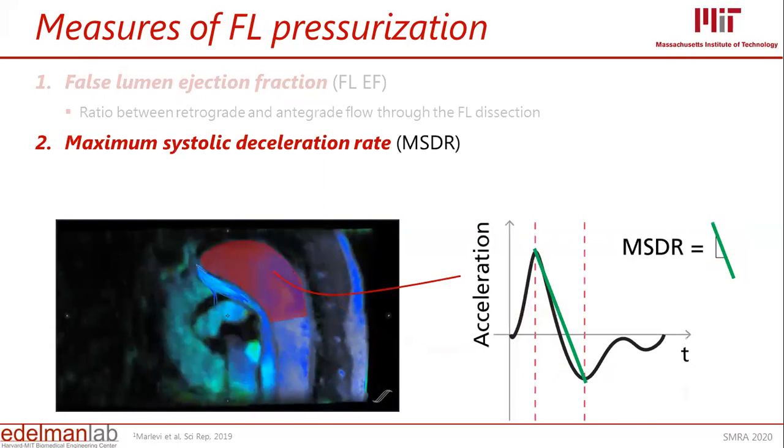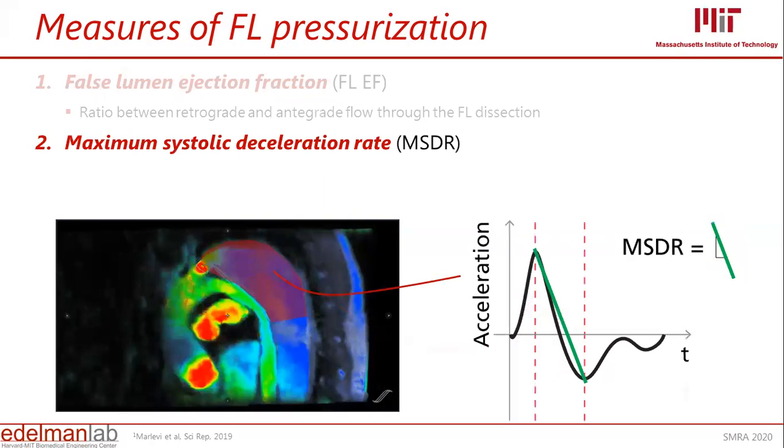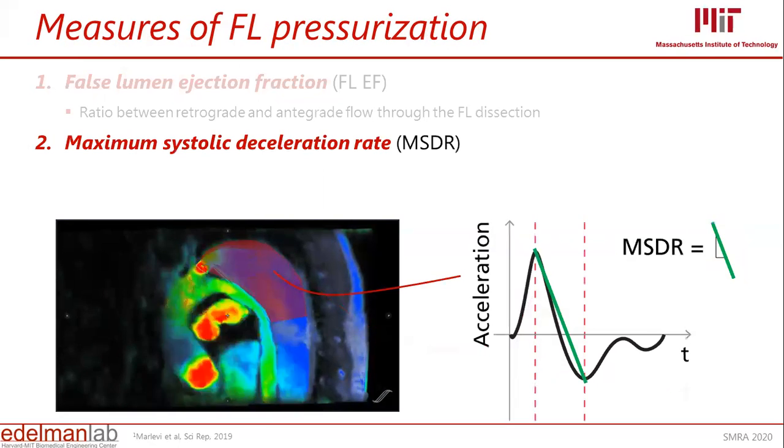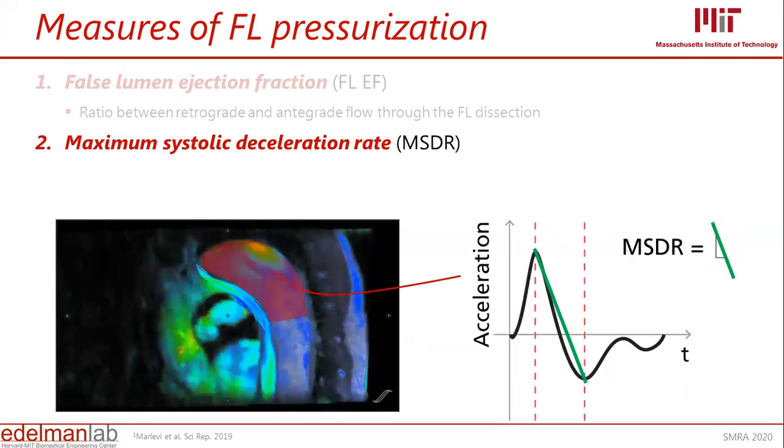Second, we measured maximum systolic deceleration rate, or MSDR, defined as the average deceleration rate between maximum and minimum acceleration in a proximal segment of the false lumen. Again, as false lumen pressure increases, resistance to flow will increase and the deceleration will become more rapid.